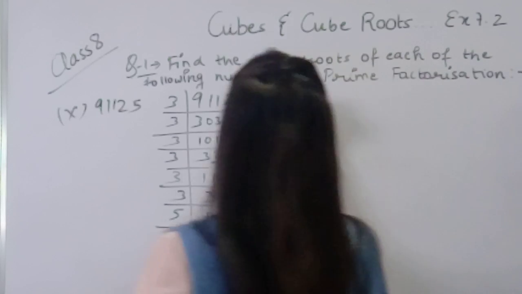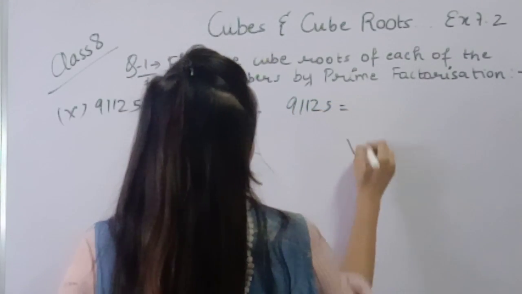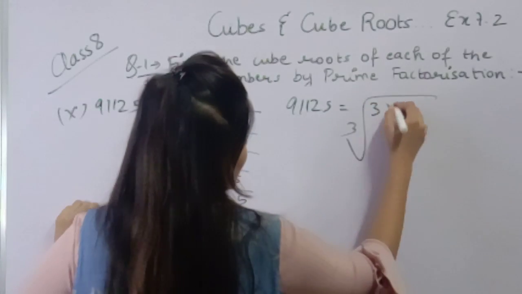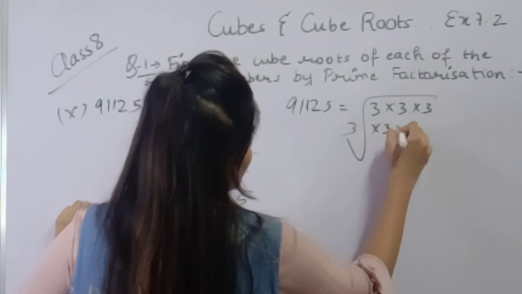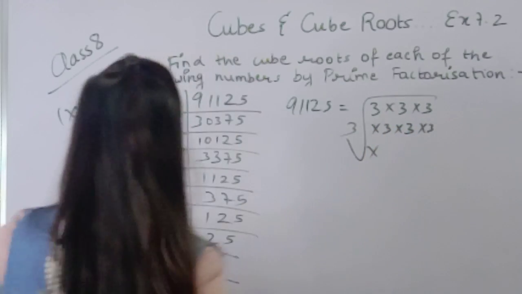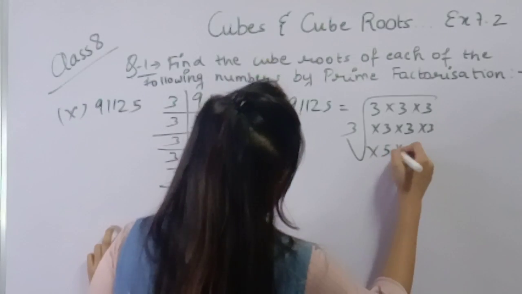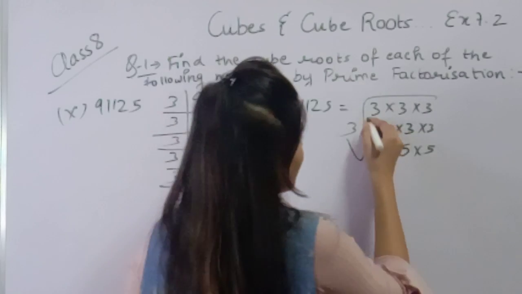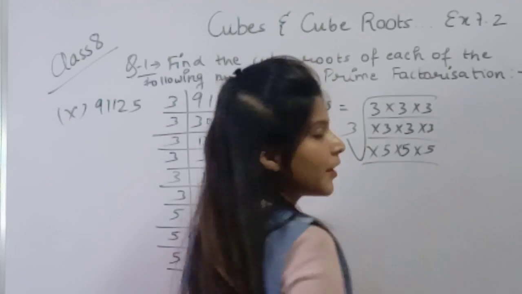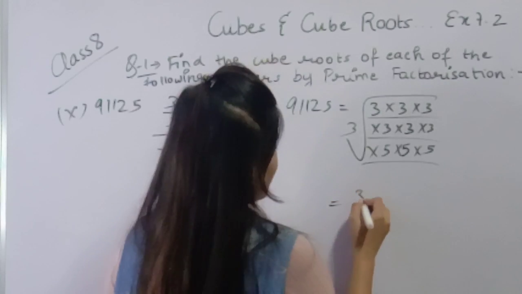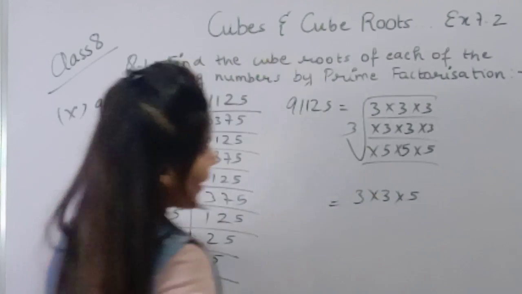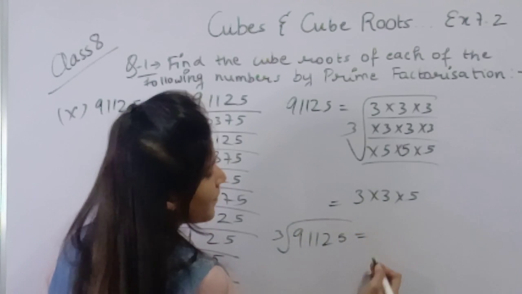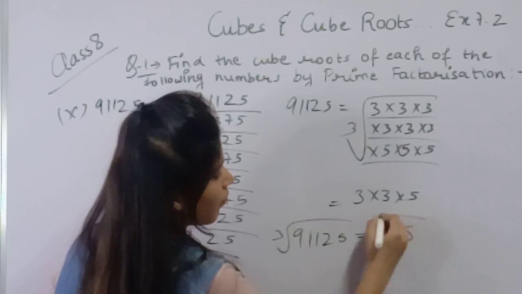Now we will write the factors. The factors of 91125 are 3 into 3 into 3 into 3 into 3 into 3 times 5 into 5 into 5. So we will start making the pairs. First group of three 3s, second group of three 3s, third group of three 5s. So now 3 into 3 into 5. So the cube root of 91125 will be 3 3s are 9, 9 5s are 45.